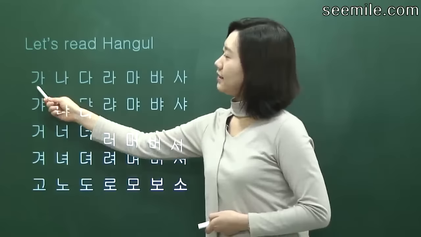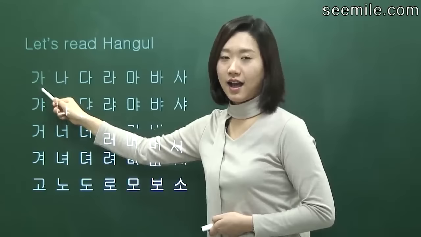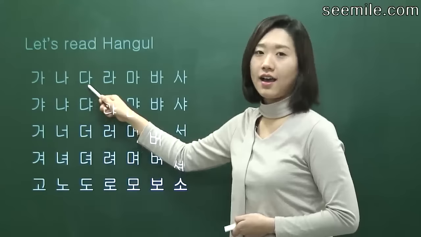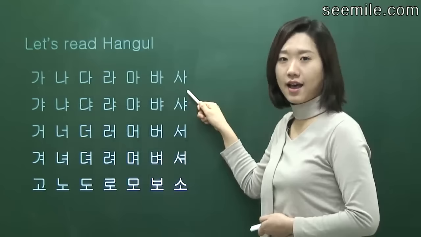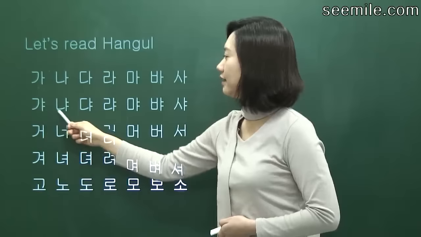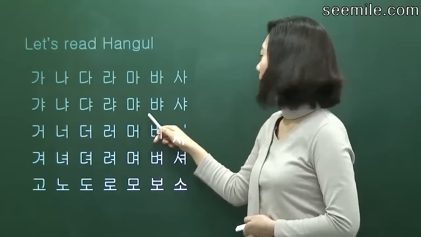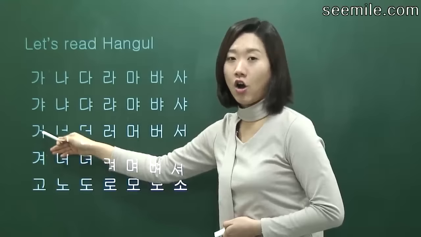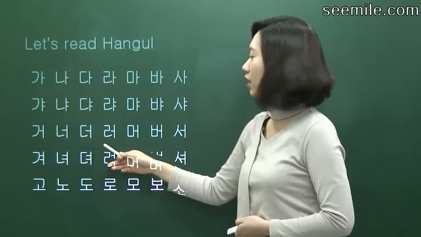What is it? 그 sound plus 아. It's 가. Okay. 가, 나, 다, 라, 마, 바, 사. 그 sound plus 야 vowel, so 갸, 냐, 랴, 뱌, 샤. Okay, 어 sound. 거, 너, 더, 러, 머, 버, 서.